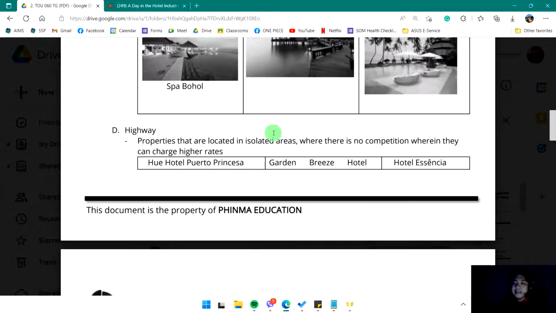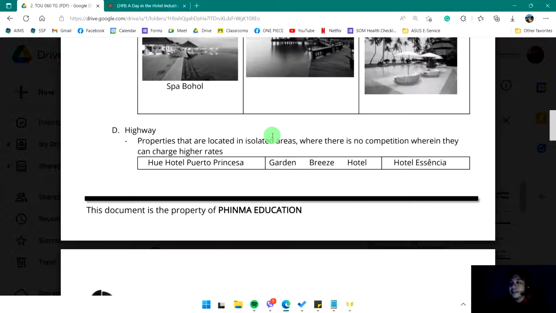Highway is the next type of accommodation based on location. So based from the term itself, highway hotels are located in isolated areas where there is no competition, so that they can charge higher rates. So these types of hotels, nakalocate sila more sa highways para mas madali silang makita. Pero yung area kung saan sila nakalocate is konti lang ang population ng hotels.